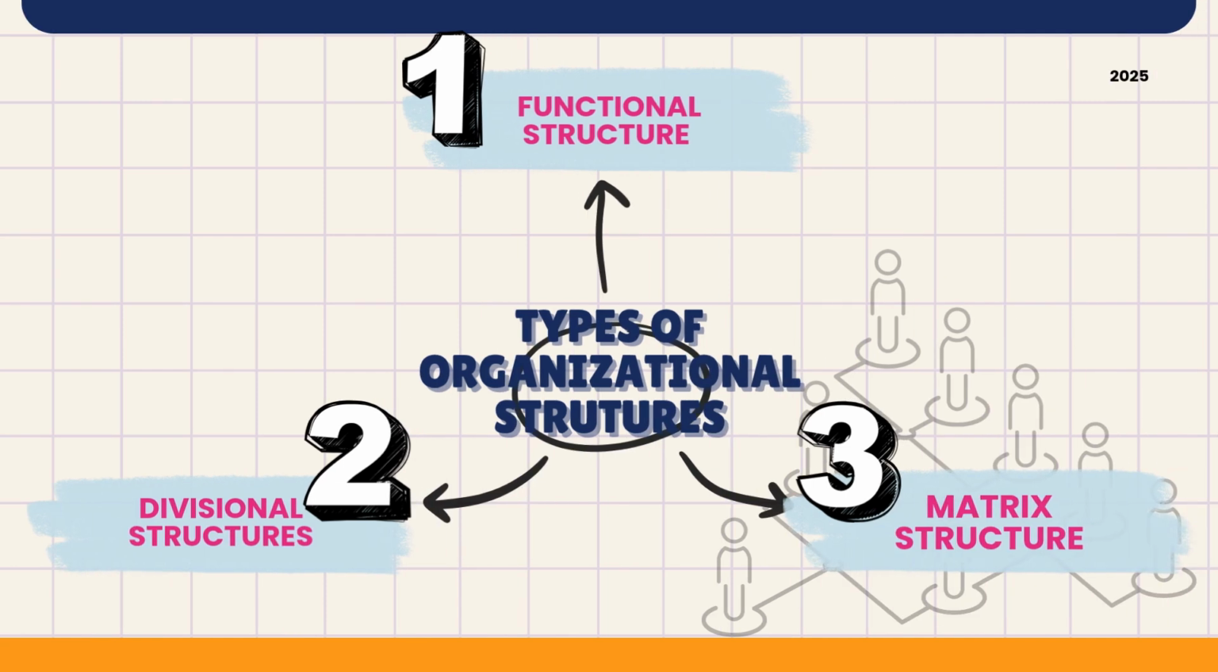Types of organizational structures. Organizations use different structures. A functional structure groups jobs by department. A divisional structure creates units based on products, markets, or geography. A matrix structure combines both, where employees report to two managers, one for function and one for product.